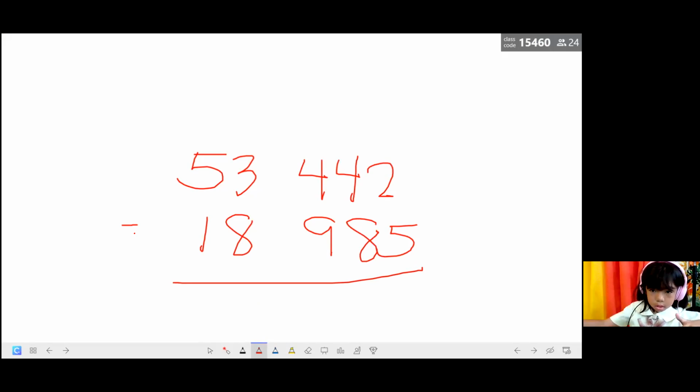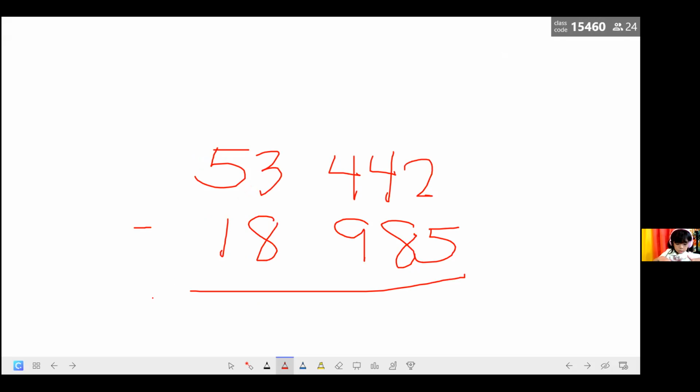You can type your answers on the chat box while we are subtracting here. Let's start with the ones place. You can write it on paper. Let's subtract together. Can we subtract 5 from 2? No. What should we do? We regroup. Yes, regroup 4 tens.